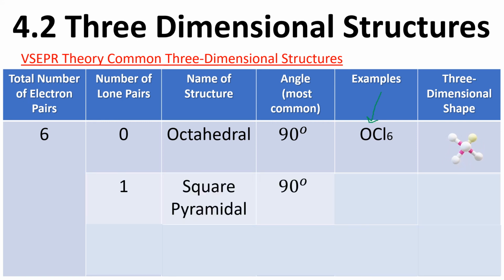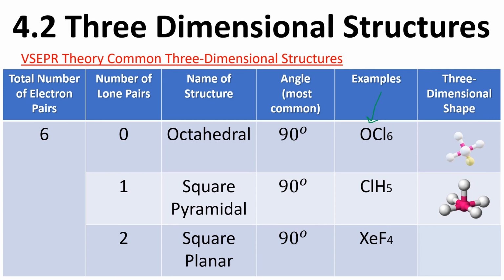If you have 1 lone pair, we get a square pyramidal shape. So you can see there's nothing on the bottom, one thing sticking up the top. And square planar is going to be our last one. And that is all in one plane, 90 degrees from here to here.